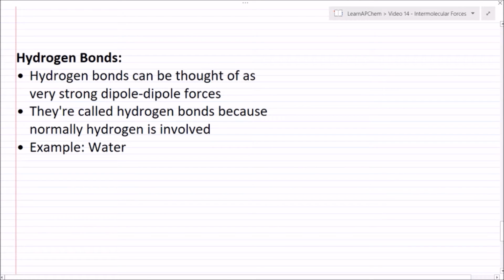Alright, so let's talk about another type of IMF, hydrogen bonds. Now, you can think of hydrogen bonds as a very strong dipole-dipole force. And they're called hydrogen bonds because normally hydrogen is involved. So taking water, for example, I said earlier that this is dipole-dipole, which is true. But more specifically, this is an example of hydrogen bonding.